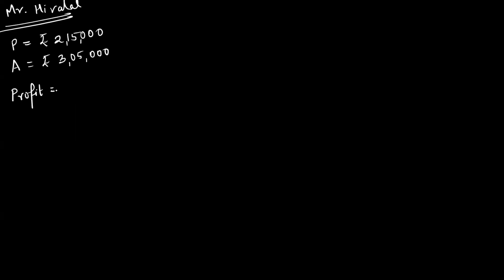Okay, what is the profit? The profit is principal minus amount. Principal minus amount or amount minus principal? Amount minus principal, sir. This much he earned back, this much he put in. So that which he got back minus principal. 3,05,000 minus 2,15,000. So tell me what is the value? So 90,000. Okay, 90,000.